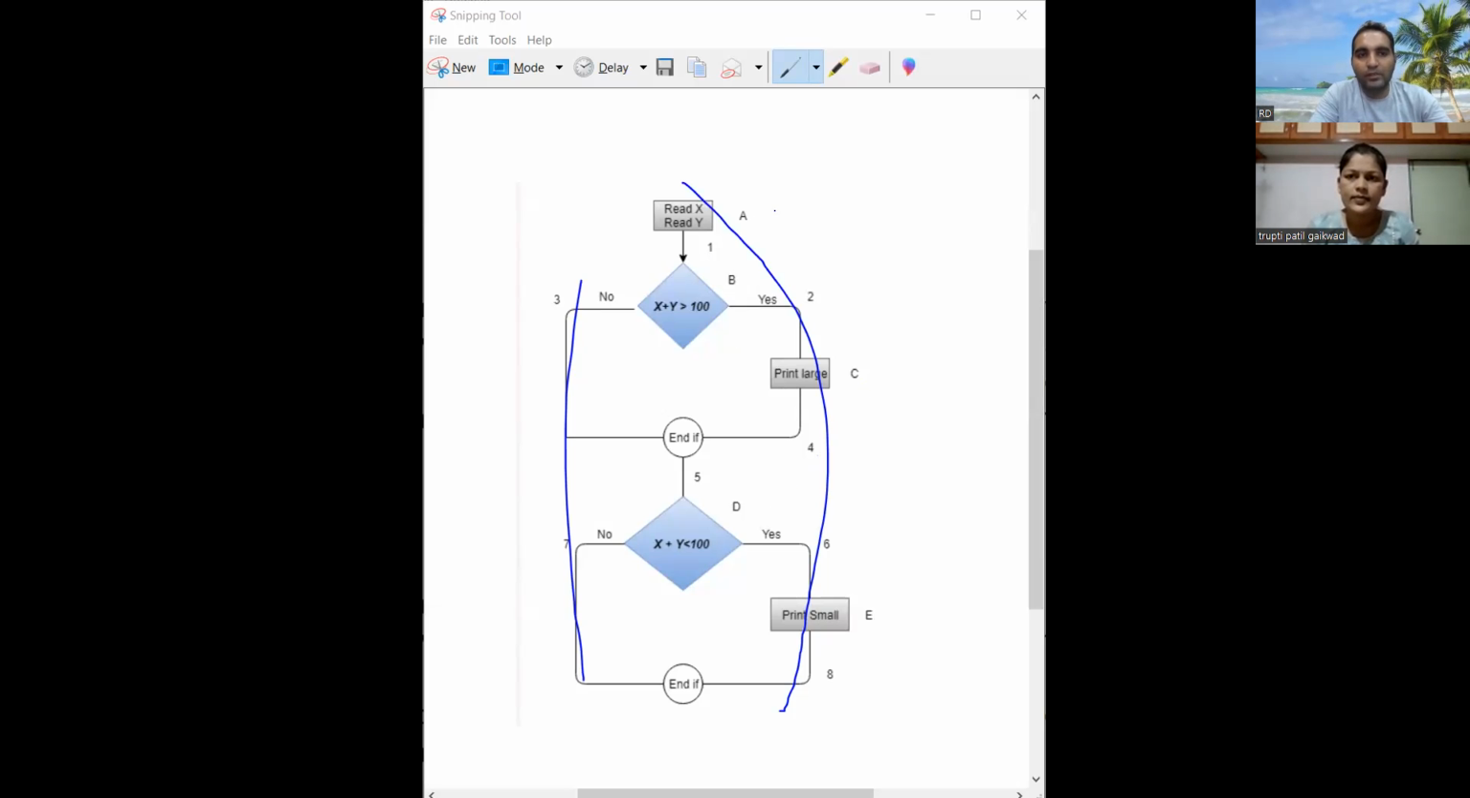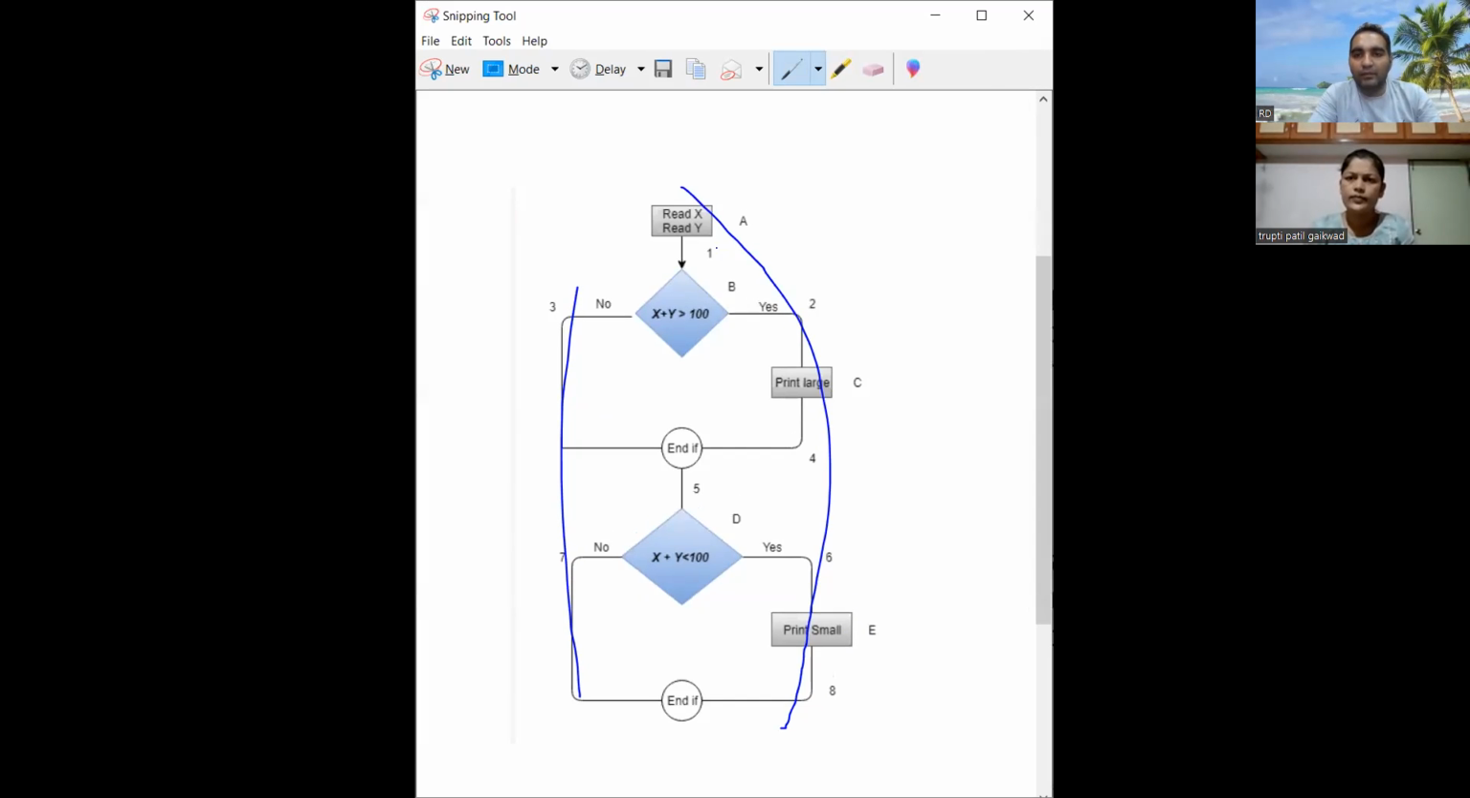Now you can see A1 is there, B2 is there, C4, then we will go to D5 for this part. 5 is again getting ended, so we'll take D6, and then E8. All these parts we will take. So this is one happy path. In the second path, we would take A1, which will remain as it is, read X, read Y.